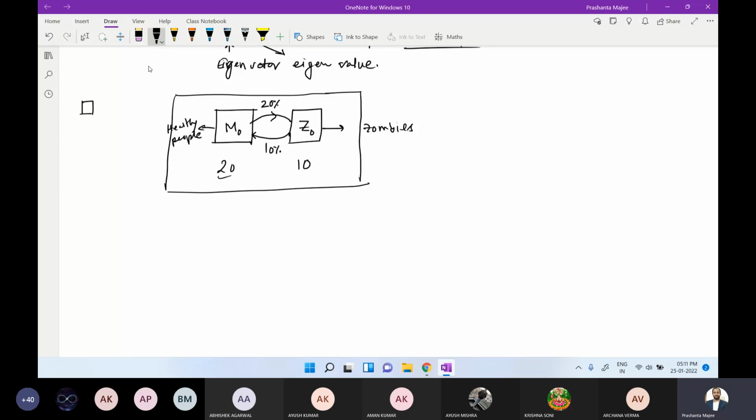I can give you one such example. Let us take 10 human beings and 20 zombies at the starting day. Suppose you have 10 human beings and 20 zombies. What will be the number of human beings the next day? What will be the number of men next day? And what will be the number of zombies next day?